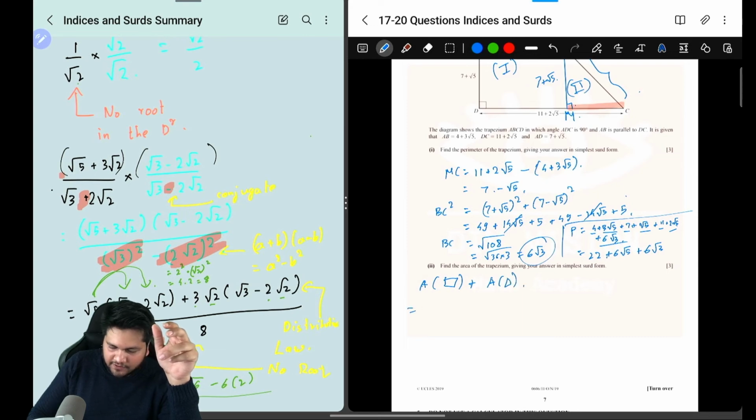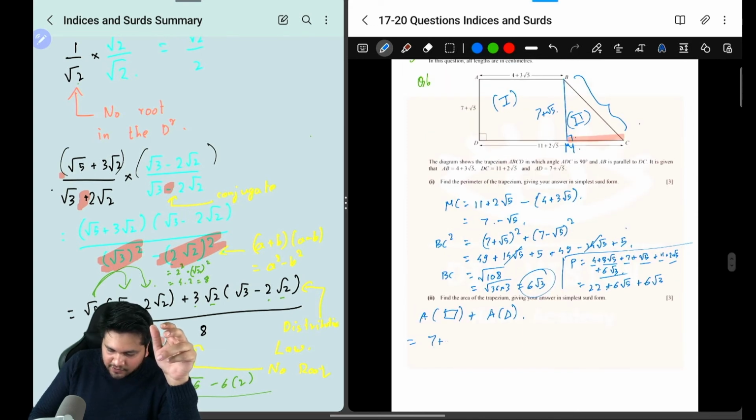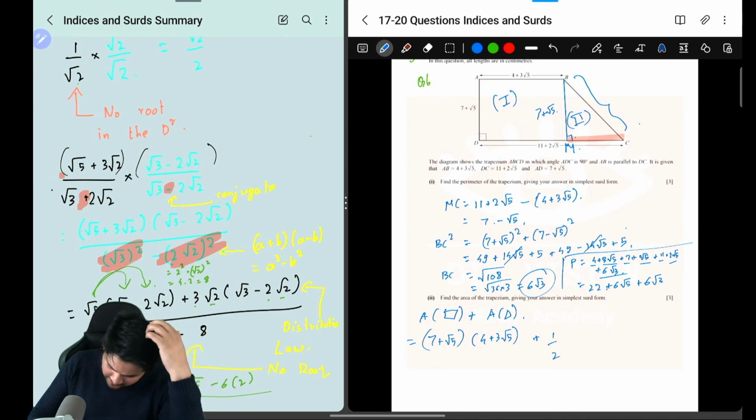So area of rectangle is going to be 7 plus root 5 times 4 plus 3 root 5, plus area of triangle, which is half into base into height. So half of MC into BM. So MC we already found, which was how much? MC was 7 minus root 5. So 7 minus root 5 times 7 plus root 5.